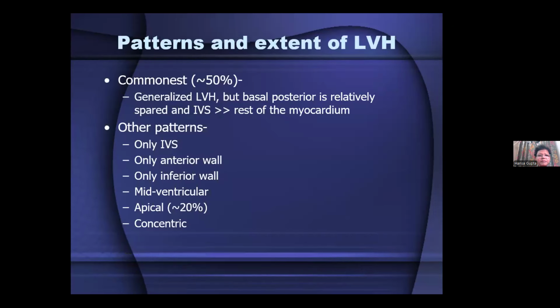Now, what is the pattern which you generally get of the LVH? I've already mentioned it is generalized LVH, but the basal posterior wall is spared. The interventricular septum is usually more hypertrophied than the rest of the myocardium. And there may be isolated involvement of segments of the heart. I'll show you with the help of videos and images.